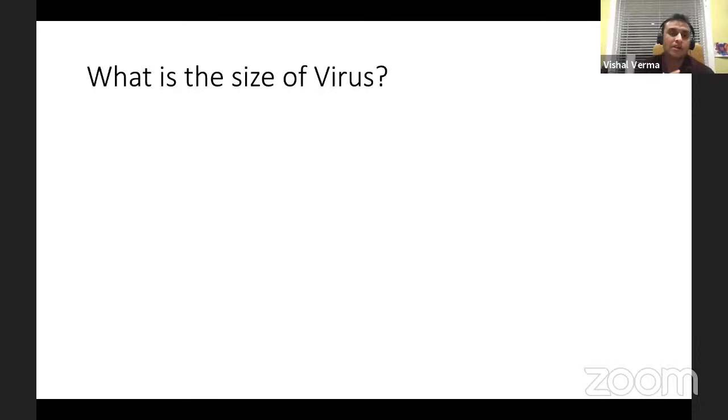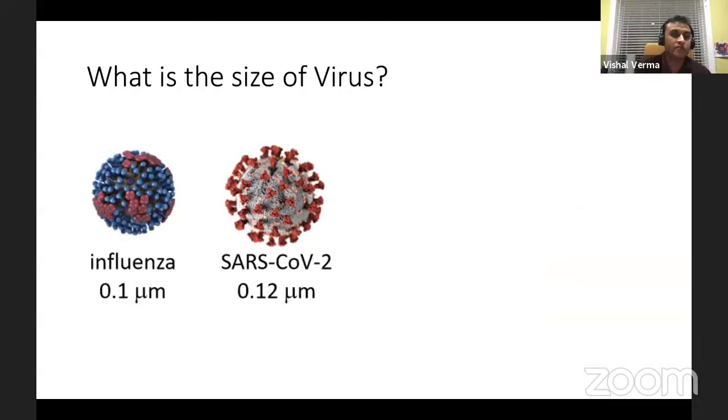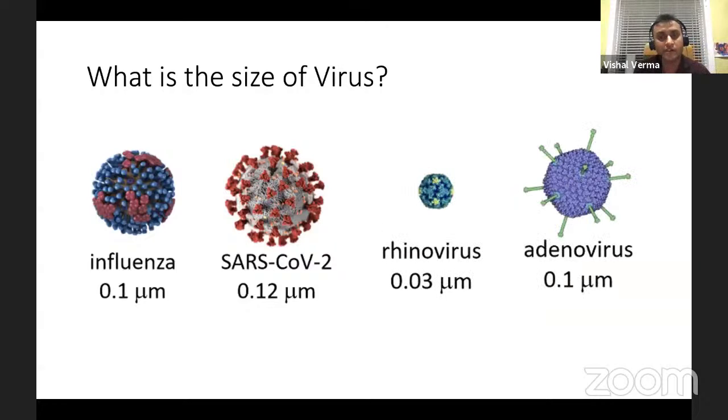Okay, so I was talking about the size of the aerosol. What is the size of the virus? Influenza virus is around 0.1 micrometer in size, which is around 100 nanometer. SARS-CoV-2 virus is 120 nanometer or 0.12 micrometer. Other respiratory viruses like rhinovirus and adenovirus are around the same size. Rhinovirus is 30 nanometer, 0.03 micrometer, and adenovirus, another type of respiratory virus, is again around 100 nanometer or 0.1 micrometer.